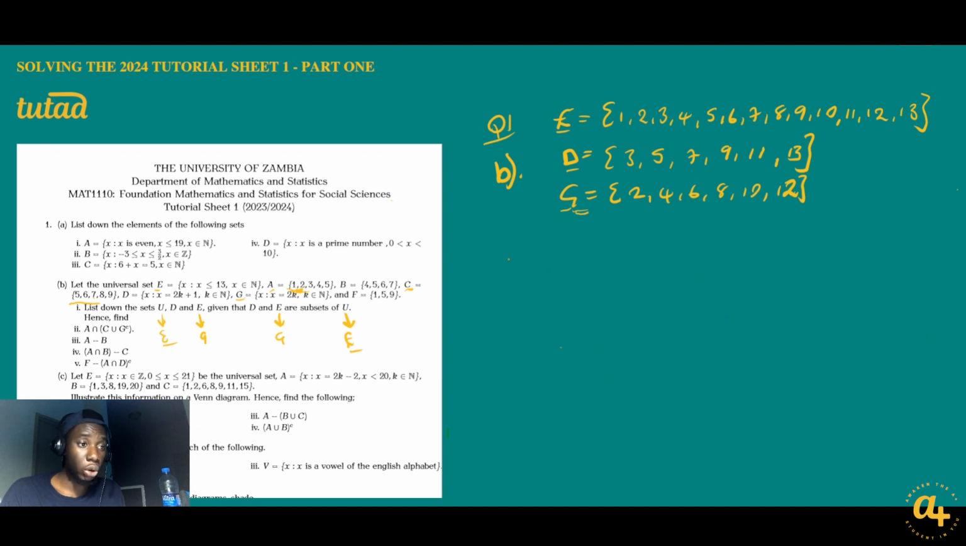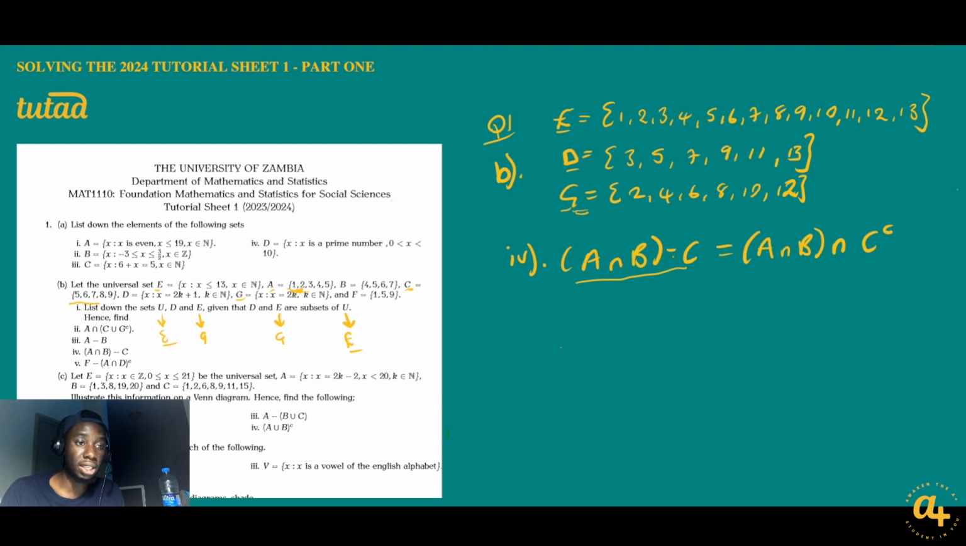So our next question is Roman numeral 4 of part B, and here we are being required to find the set A intersection B minus C. It's going to be difficult for us to find this set in this form, so we're going to have to simplify it. If we simplify it, we're going to have A intersection B intersection C complement.